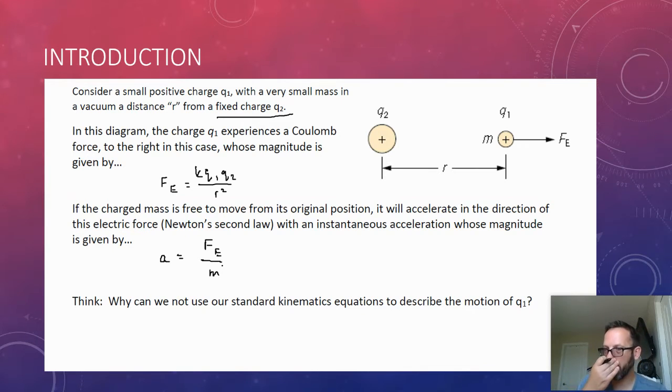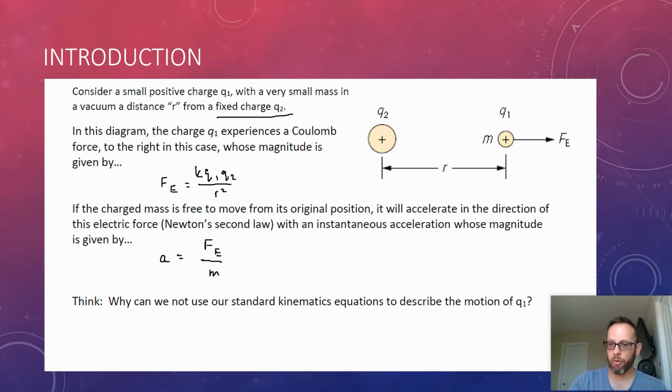So the idea is, as Q1 moves farther away from Q2, its r is changing. As r increases, the electric force is going to decrease. And as that electric force decreases, the acceleration is going to decrease. So yeah, Q1 is going to be accelerating, but its acceleration will not be uniform. It won't be constant acceleration, since a changes as F changes. So in scenarios like these, involving point charges, we won't be able to use our kinematics equations to analyze the motion. But all is not lost.